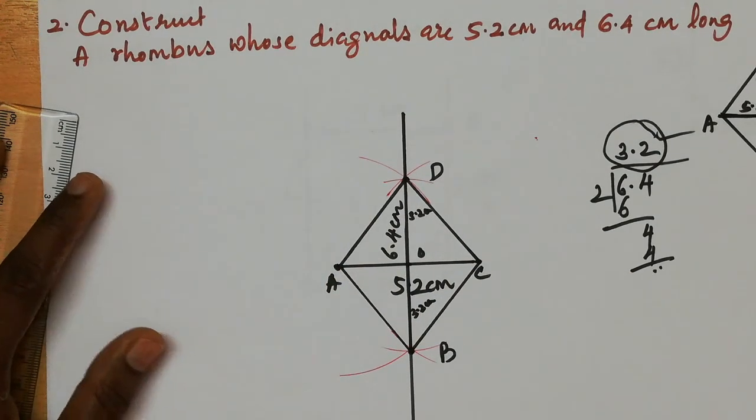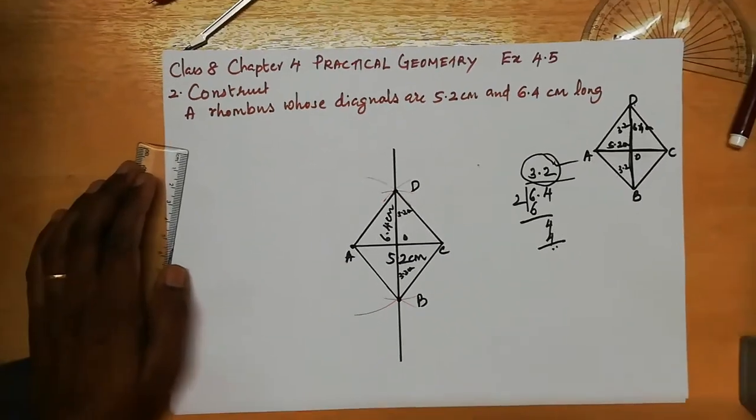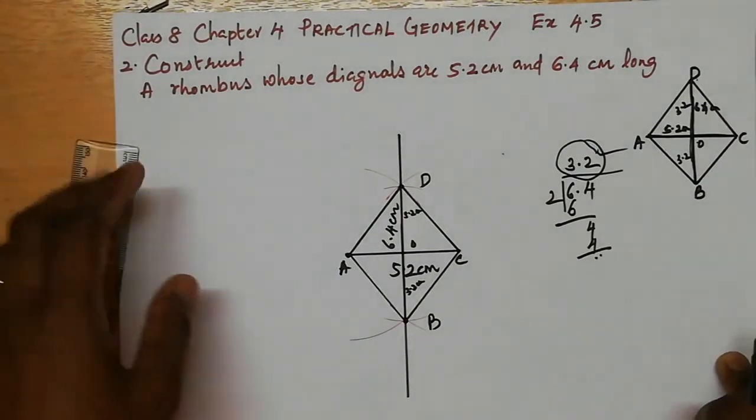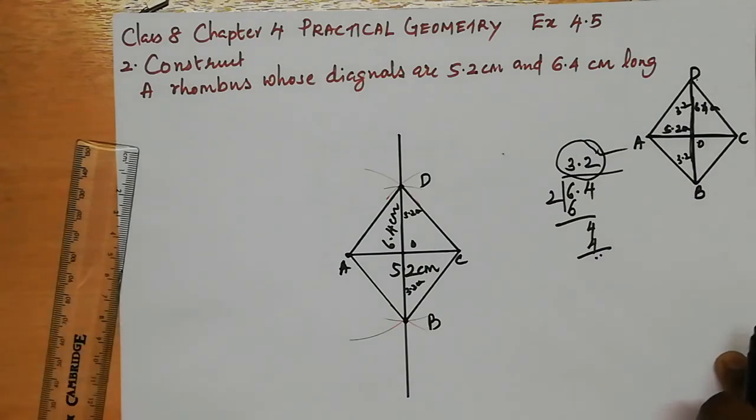Okay, so I think all of you are clear with this construction. Now we did it for exercise 4.5, question number 1 and 2. I think all of you are clear.